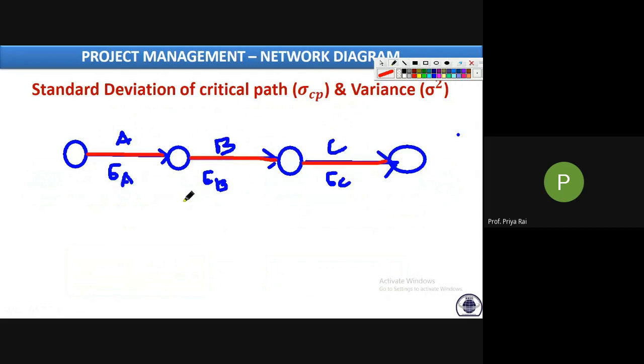Now they are telling us to find the standard deviation of the critical path. That means this whole path from this to this. What is the standard deviation? Simple, there is one formula. Suppose the standard deviation of the critical path is sigma CP. Then sigma CP is the square root of the summation of sigma critical activities squared, or we can write sigma I squared, where sigma I is the standard deviation of critical activities.